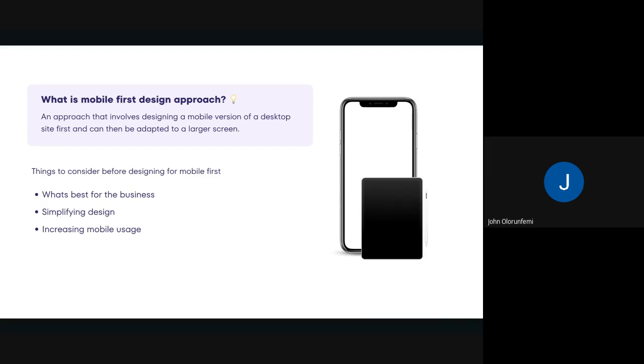Increasing mobile usage: just like I've said earlier, we all know that the number of users who access the internet through mobile devices is growing really fast, and we are all aware of the next billion users, which are the next generation of internet users. Most of these people access the internet through a mobile phone or a mobile device.